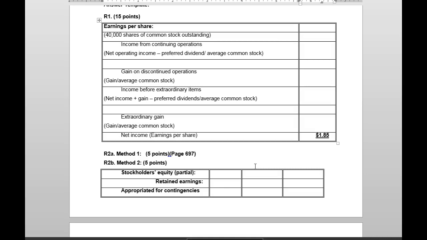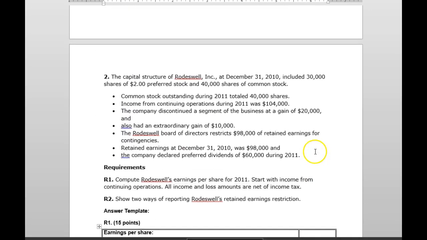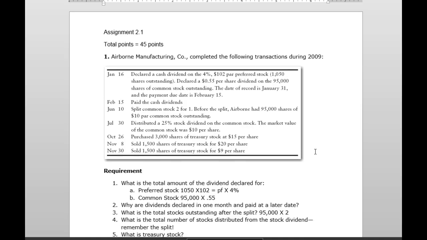And then finally, there are two ways to show restricted or appropriated retained earnings, and either is quite allowable. So method 1 you'll find on page 697. You'll explain what that one is. And then method 2, I've given you a partial stockholders' equity to show what that may look like. And that wraps up earnings per share for assignment 2-1. So holler if you have questions. Thank you.